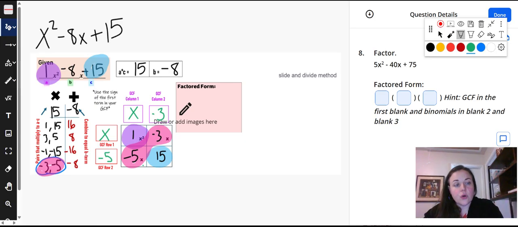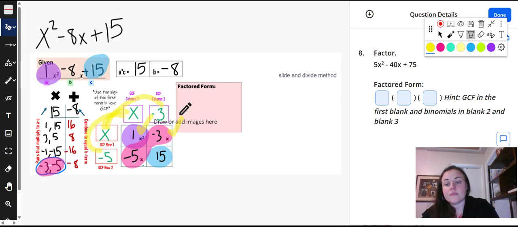If you're not sure that you're right, you need to pause and actually just check it. Check it by multiplication. X times x is x squared, so that first box is right. X times negative 3 is negative 3x. Had you put just a 3, you would have realized you're wrong. So you can always check your work to make sure you're right.